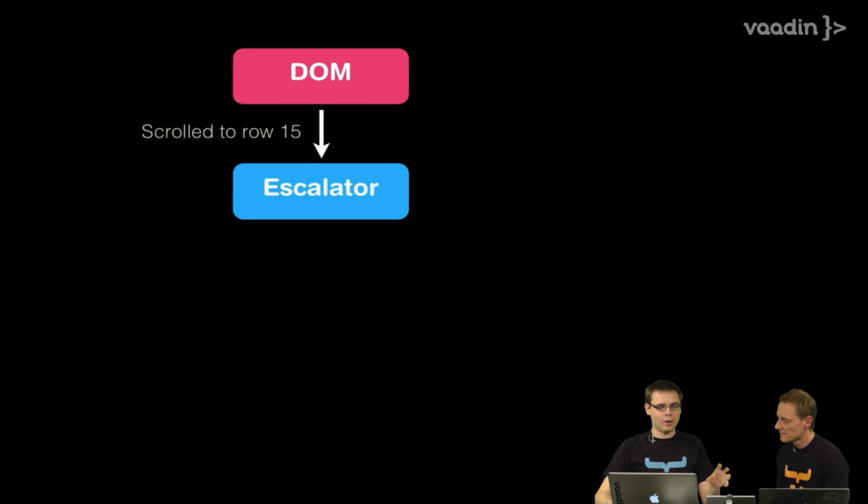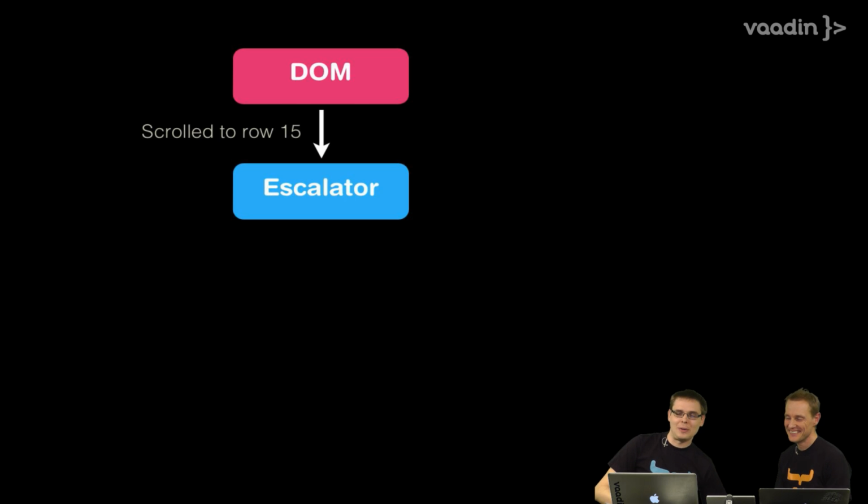Then the first level we have implemented is a low-level rendering engine, basically. We call it Escalator, because it really works like an escalator. But it's really stupid. It doesn't know anything else than scrolling. That's what escalators do. They scroll around.